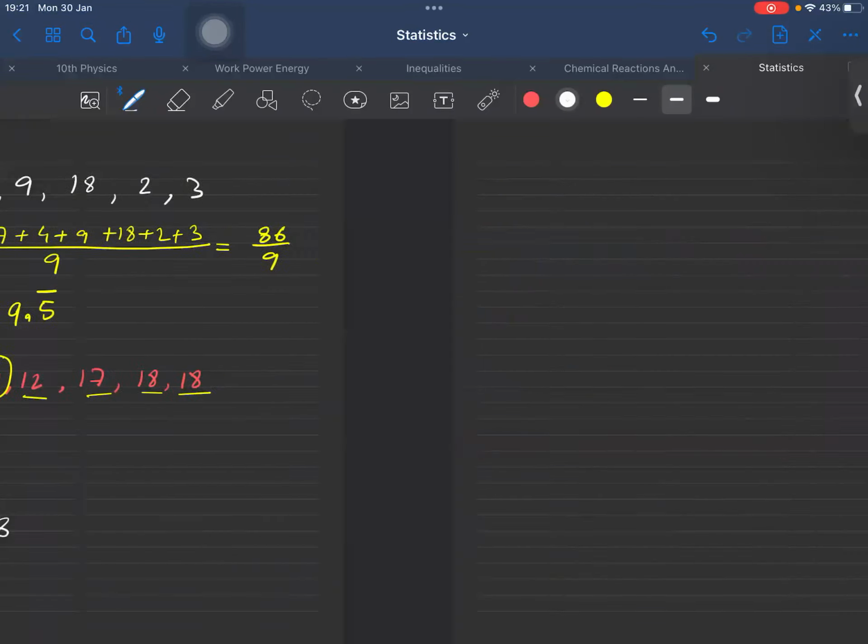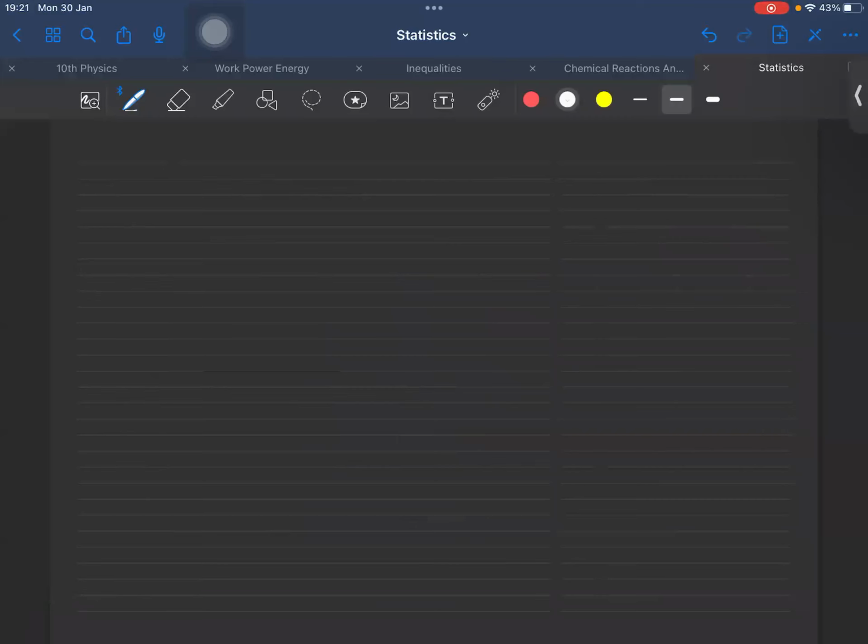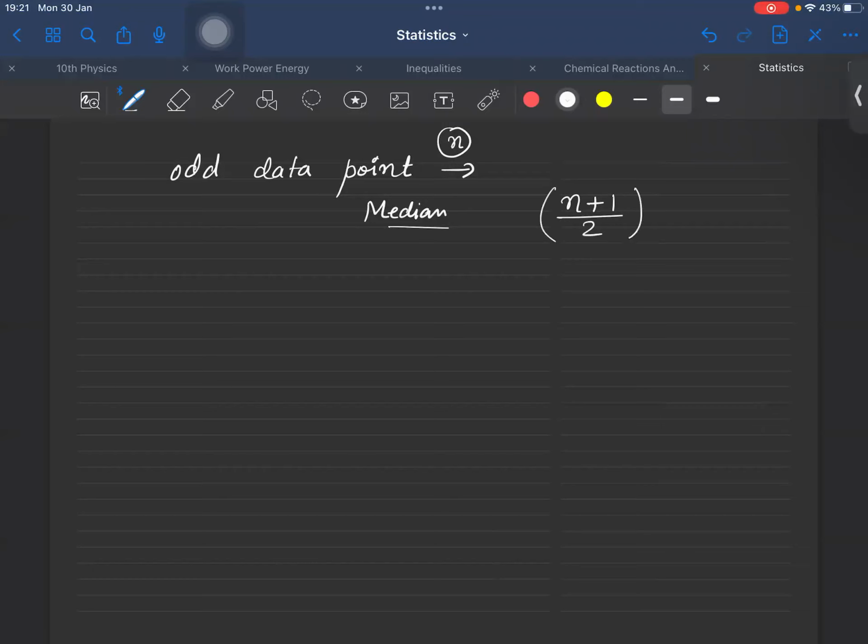Now from here, what we can see is, if we have an odd number of data points, how do we calculate the median? Let's say we have n data points. The median will be the (n plus 1) divided by 2 th observation. So this is for odd.